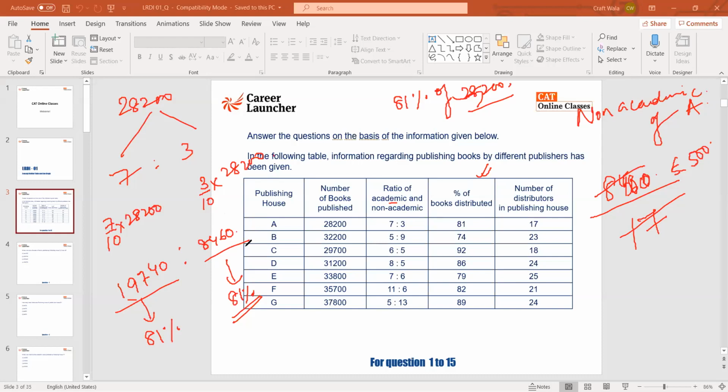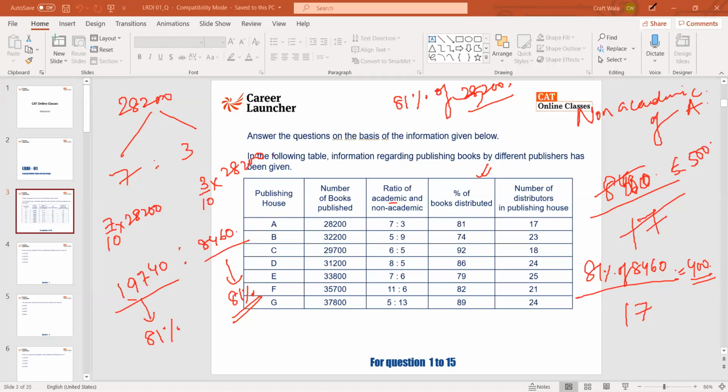If all gets distributed, it should be this. But if only 81% are distributed, I should have done 81% of 8,460 and then divided that by 17. So when I did this, I assumed all 100% got distributed. If it is asked for this table, I should have done 81% of 8,460, because out of the total, only these many get distributed by how many people? 17. So this might come somewhere around 400. Right? So that would be our answer. I hope reading the table is clear.